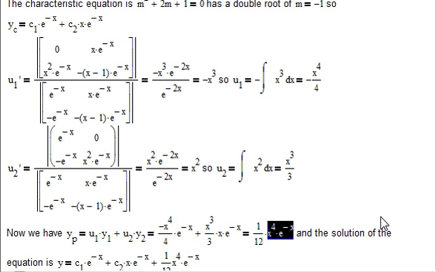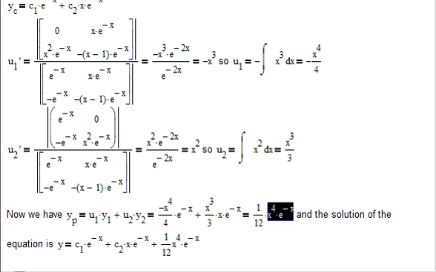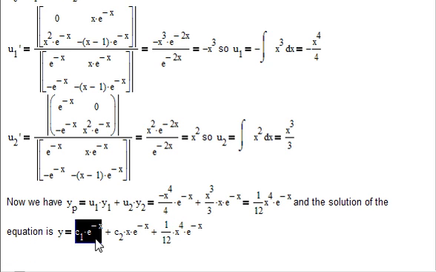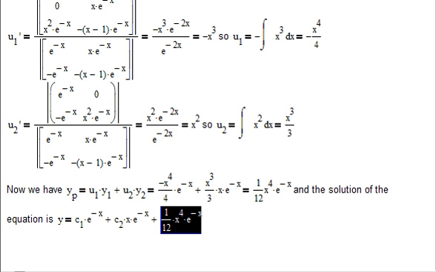So x to the 4th e to the negative x, and the solution of the equation is c1 e to the negative x plus c2 times x times e to the negative x plus 1/12 times x to the 4th times e to the negative x, and we have our solution. I think I've got it. Good.